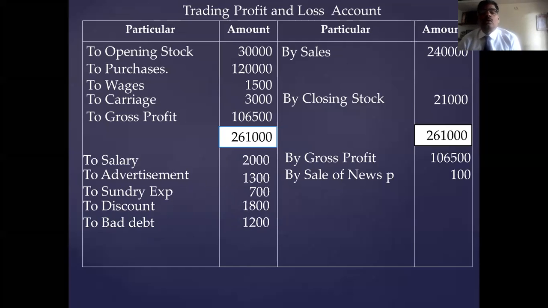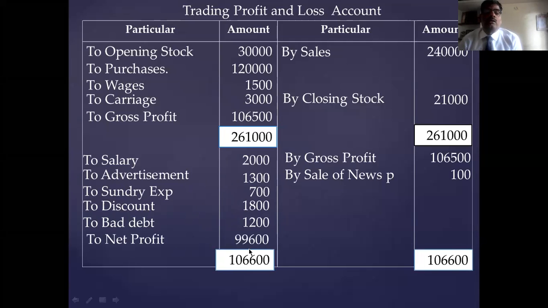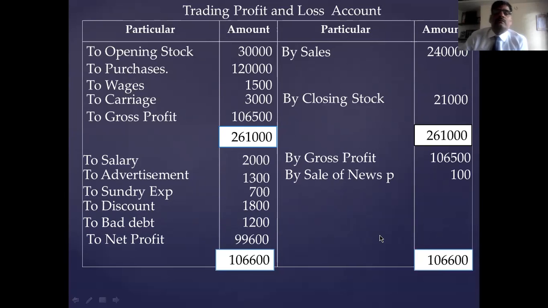Then you take the total and insert the balance. Now the balance is net profit. Net profit is 99,600. Clear? Very simple. It is a direct problem. Next, I'll take the balance sheet.